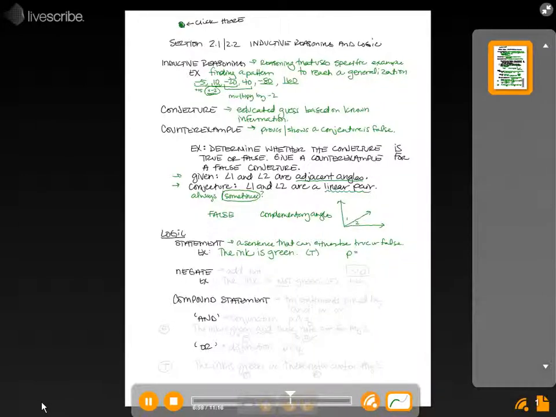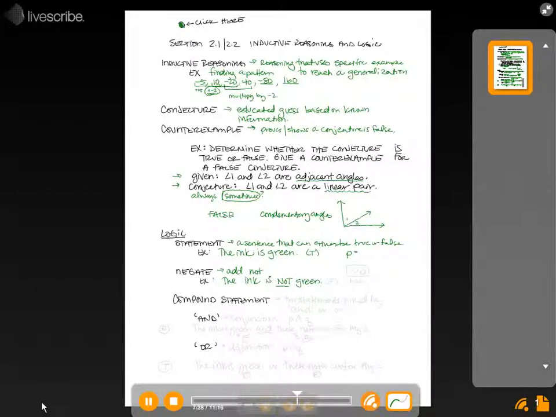Now, to negate a statement means to add not, so that it's grammatically correct. You don't want to write out the sentence and then just tag not at the end. You want to put not in the statement so that it makes sense grammatically. So we're going to use our example there. The ink is green. We're going to negate it. And we would say the ink is not green. Okay? Now we've negated it.